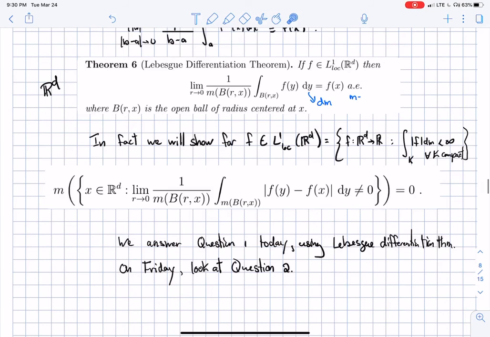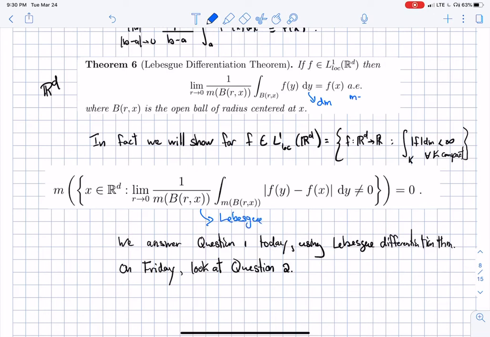Okay, it turns out that we're going to prove something more general. So this implies that. If you send f of x to the other side, f of x I can enter into the integral and then take the absolute value. What we're going to prove is that actually when I take the limit of the absolute value of the difference, then the measure of that set where this is not equal to 0 is actually 0 when f is in L1 loc.